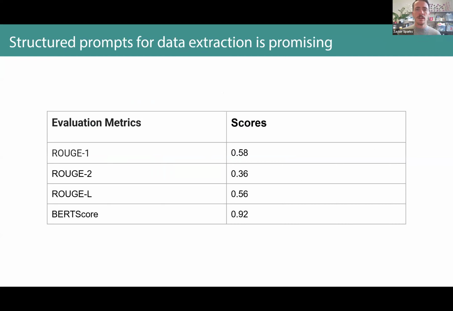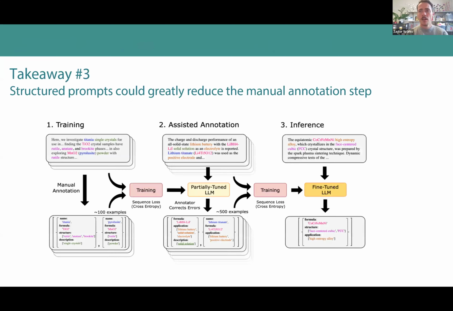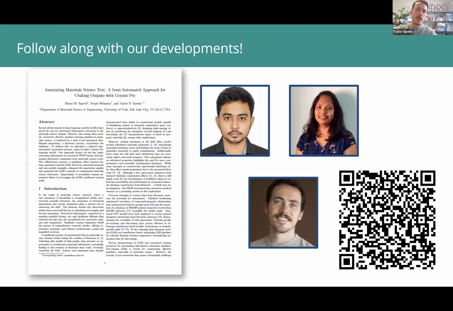And essentially, when we look at our evaluation metrics, the Rouge scores are not amazing, but the BERT score is pretty good. So even with very few examples provided in your structured prompt, you can get away with actually a pretty good model. Okay, so takeaway number 3 here is that structured prompts could greatly reduce the manual annotation step, at least in my opinion. You don't really need to have the polling file or a bunch of human labeling. You can get away with a pretty small amount and have it work pretty well.